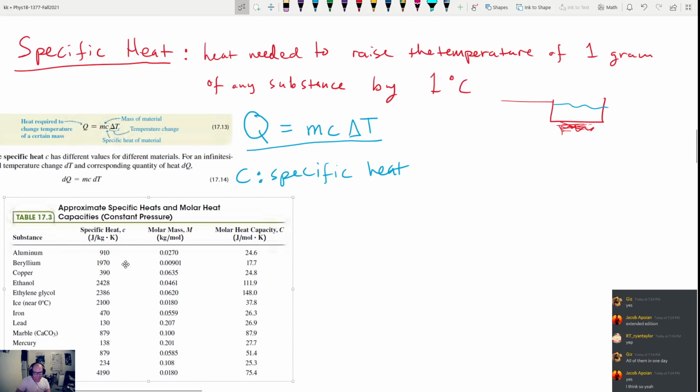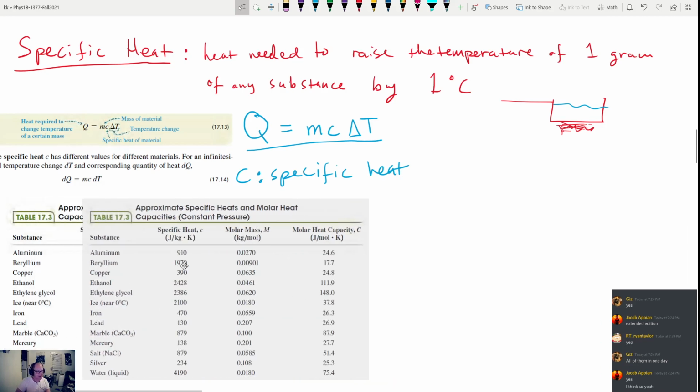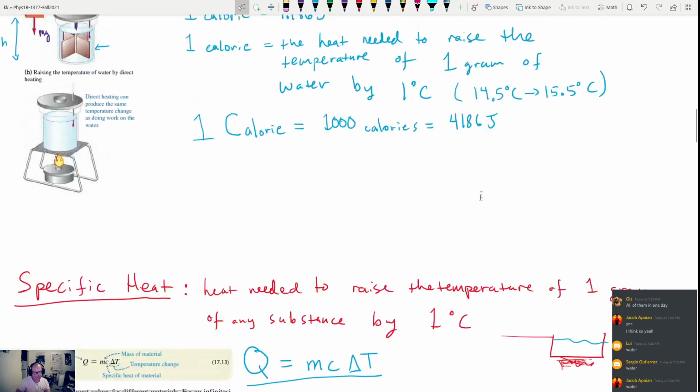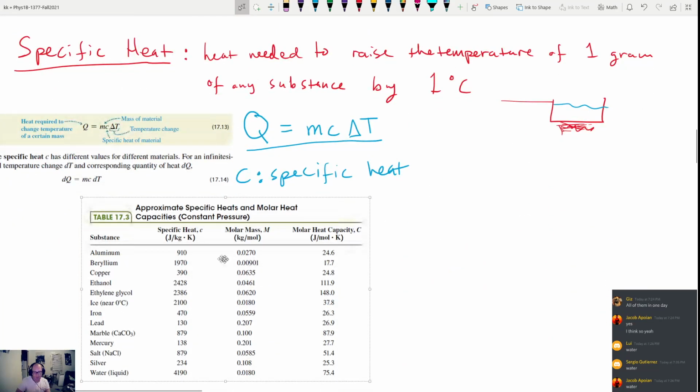But just notice that they all have different values, right? Which one has the largest value? On the table. Can you tell? Just look at this piece of the table here. Which one has the largest value? Your camera's blocking it. There we go. Okay. Water. Water. Yeah, water. 4190 is the specific heat of water. Okay. And you'll notice that that's pretty close to 4186. Not too surprising. Now, these are given in joules per kilogram per Kelvin. And those are your values right there.